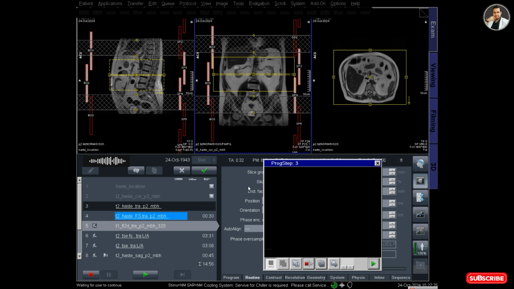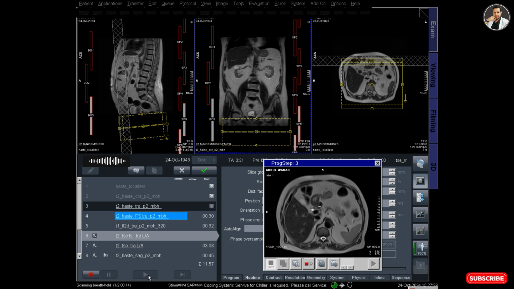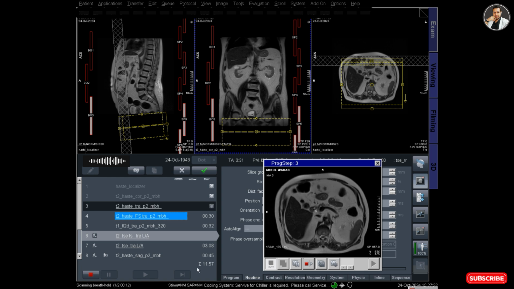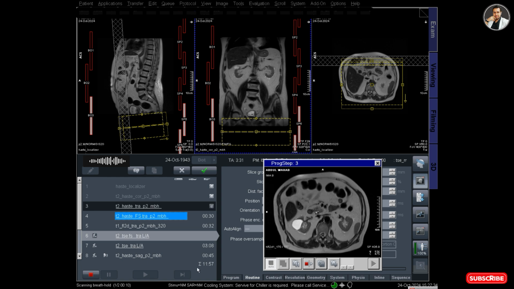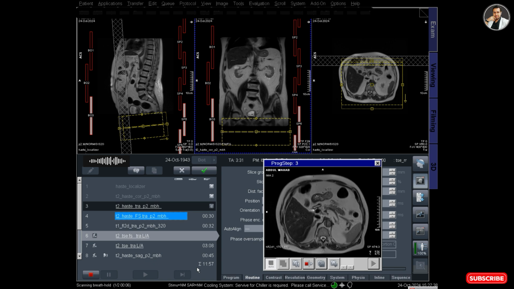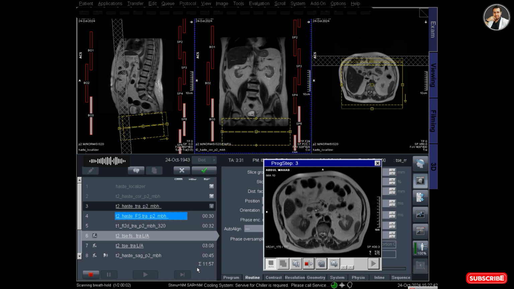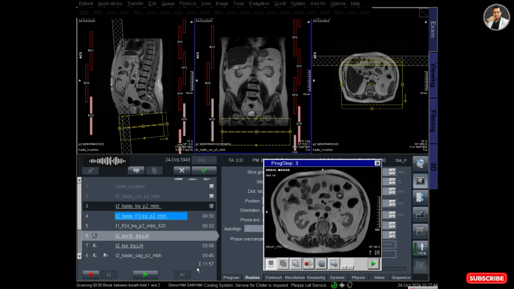And before this I have to ask the patient to hold his breath and then continue the scan, and the scan is running and the patient is holding his breath, and this is the T2 HASTE axial scan running. You can see the black line over the protocol. The first step is done. Now the second step will be taken.